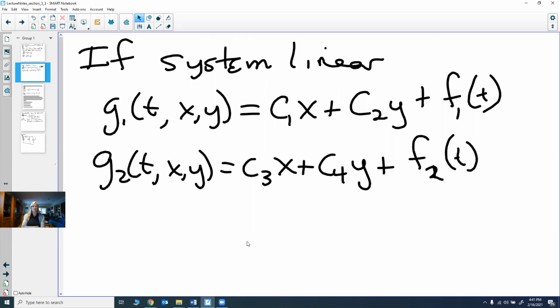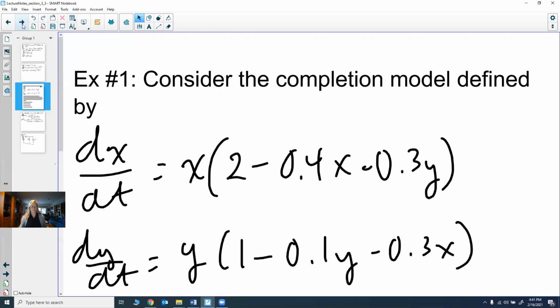And the other rate of change is equal to g of t, and that's c3x plus c4y plus some other function of t. And again, the x and y are to the first power. So that's what makes them linear. And so let's look at an example of how we talk about these.